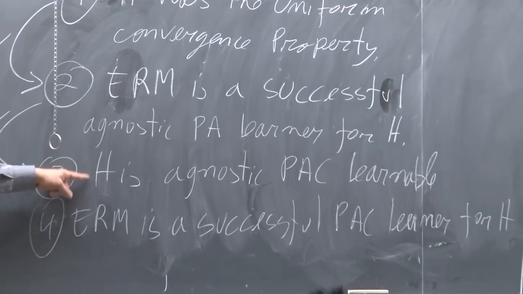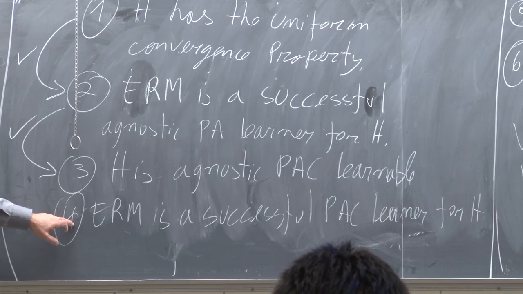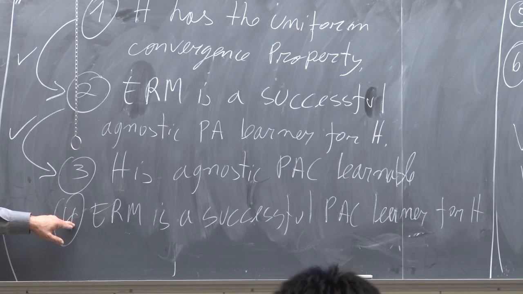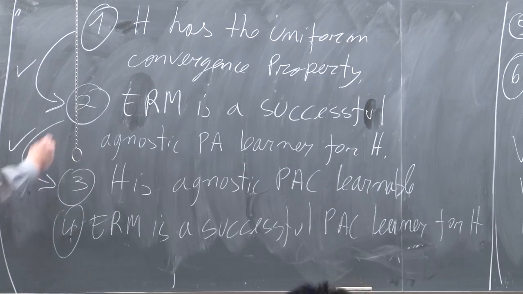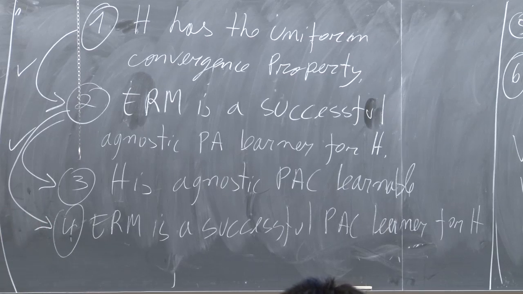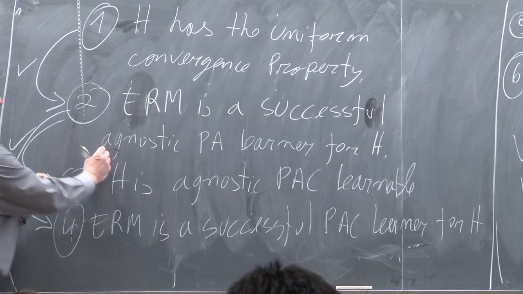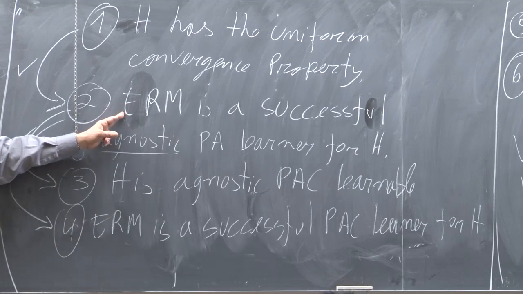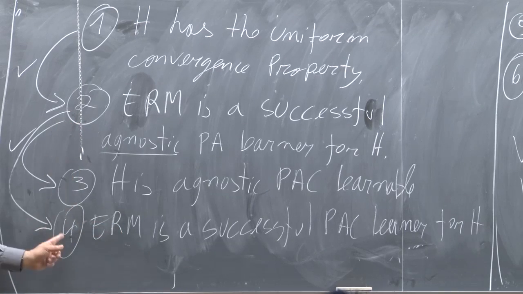If H is agnostic PAC learnable, ERM is successful, PAC learnable for H. It's a stronger statement for 2, so you can. Right. It doesn't follow from 3, but it follows from 2. Because it's always harder to agnostically learn than to just PAC learn. So if ERM agnostically learns, ERM just PAC learns. So this is implied by 2.